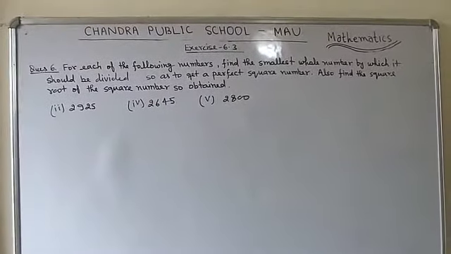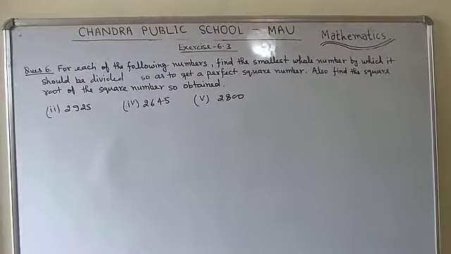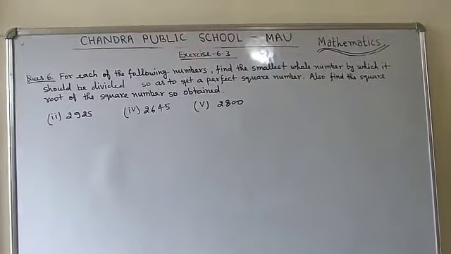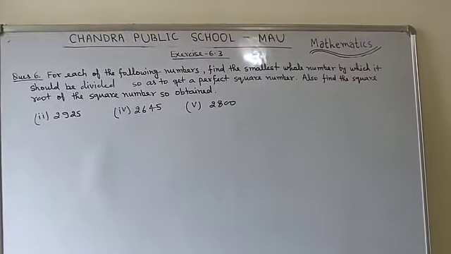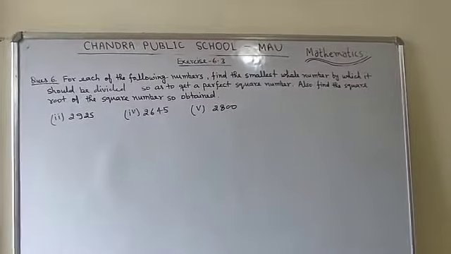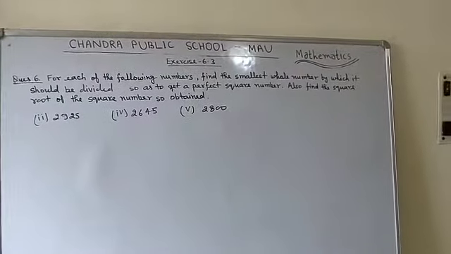So here, students, I have written question number 6 of exercise 6.3. For each of the following numbers, find the smallest whole number by which it should be divided so as to get a perfect square number. Also find the square root of the square number so obtained.